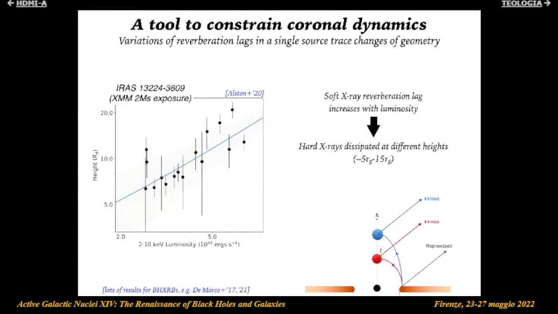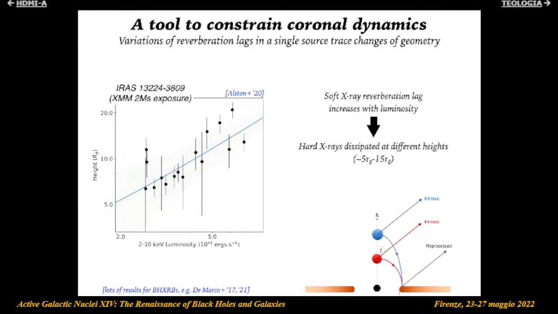Next, we can use the same technique to measure changes in the geometry. So if we are looking at the same source and we see changes in the amplitude of the reverberation lag, then these are likely due to changes in the geometry. So this kind of measurement has been possible in this source, IRAS 13224-3809, which has been looked at with XMM over a very long time, 2 megaseconds. Of course, these measurements require very long exposures.